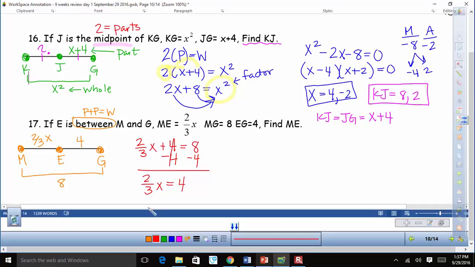Okay, then how do we get rid of fractions? You multiply both sides by the denominator. So we're going to multiply both sides by 3. On my left-hand side, the 3's go away, and I'm left with 2x equals 12. Okay, then how do we get x by itself? Divide by 2, and x equals 6. All right, what does it ask me to find here? ME. So we're going to take this and plug it back into ME.